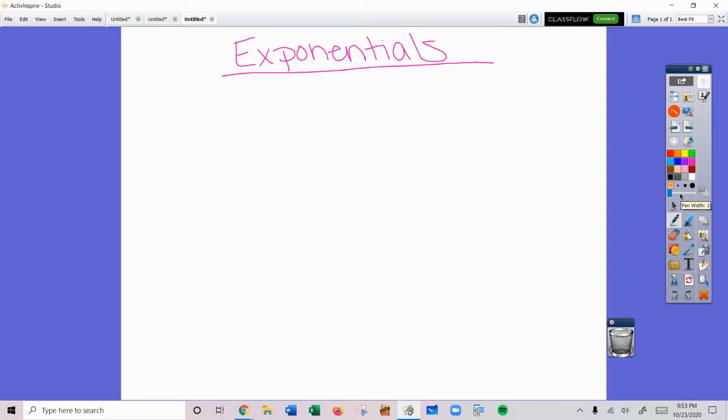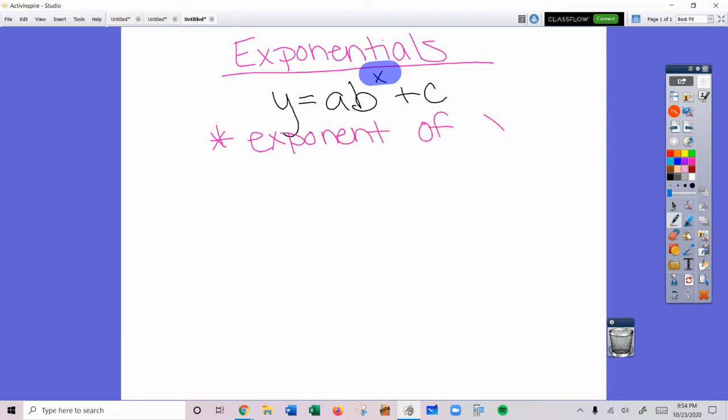When we are talking about an exponential function, we are talking about something that is in this format. Okay, and you'll notice the key here is that this exponent is a variable, and that is the key to an exponential. It has an exponent of x. So instead of it having x squared or x to the third, that x is the exponent. When we are graphing exponentials, we are going to have a couple of unique things happen.